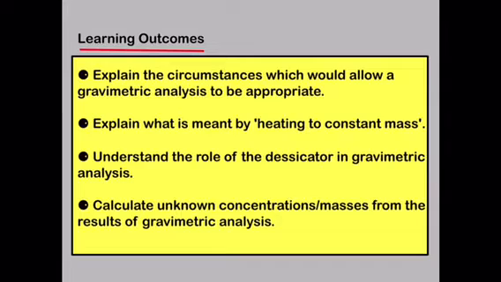You'll carry out 2 experiments, and by the time you've completed them, along with the associated exercise files, you should be able to explain the circumstances which would allow a gravimetric analysis to be appropriate. You should be able to explain what is meant by the term heating to constant mass. You should understand the role of the desiccator in gravimetric analysis, and you should be able to calculate unknown concentrations from the results of gravimetric analysis.